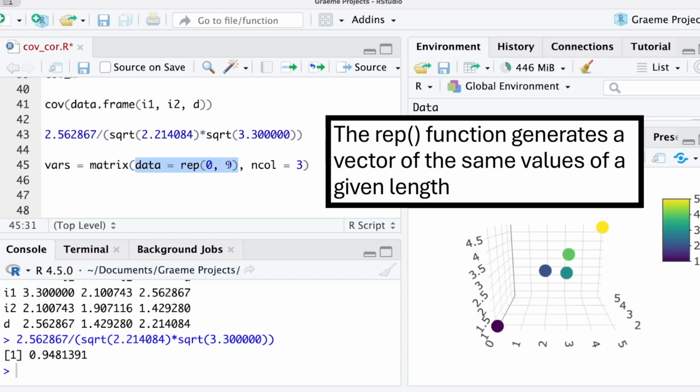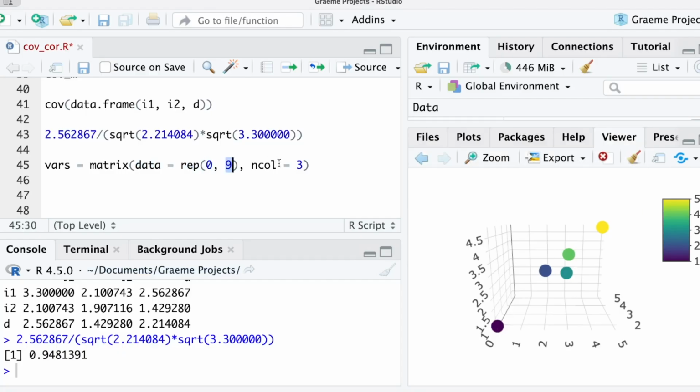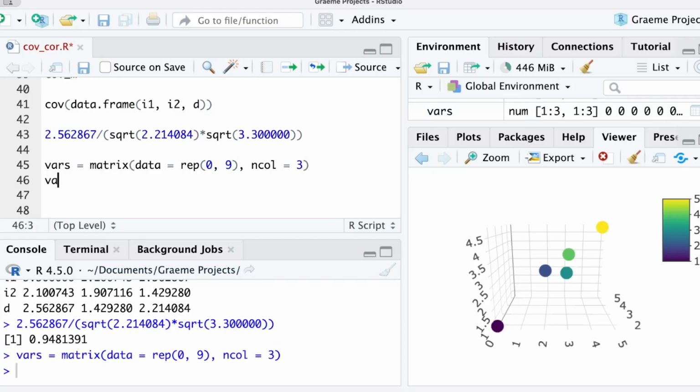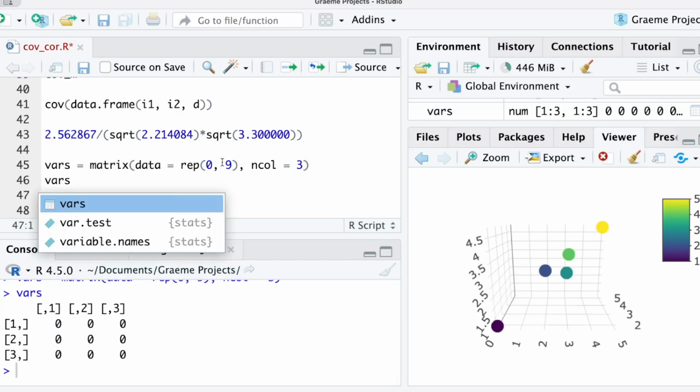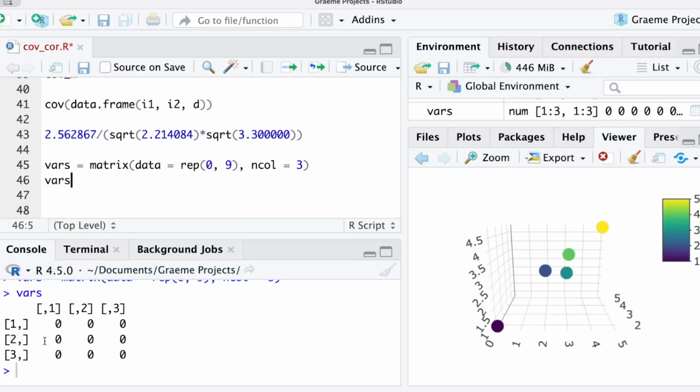This data is what you're going to use to define your vector. Since we're generating a 3x3 matrix, we're going to need 9 values, and we want all the values to be 0, 9 times. Then we define the number of columns, and since this is a square matrix, also the number of rows to be 3. We hit enter and look at vars. As you can see, it's just a 3x3 matrix of zeros.